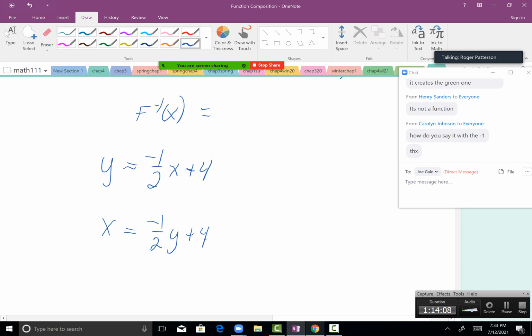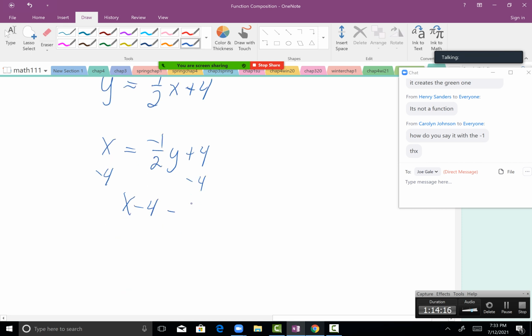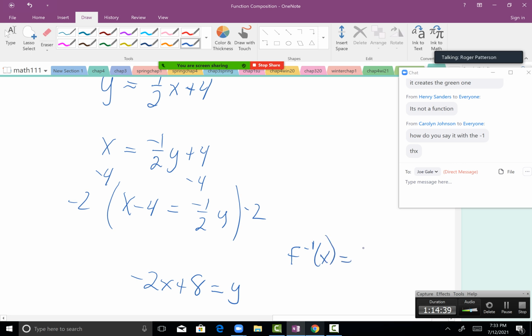Now I solve for y. Now what I'm going to do is just multiply by 2. You could divide by negative 1/2 if you wanted to. It's going to be the same thing. So I get negative 2x plus 8 equals y, and there's my inverse. And again, if you graph those, you'll see their reflections. Okay.